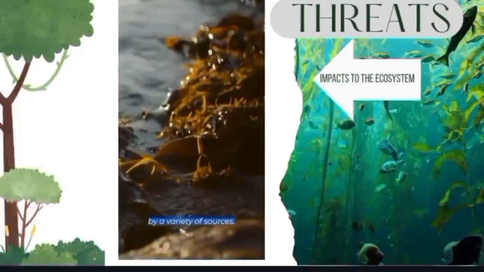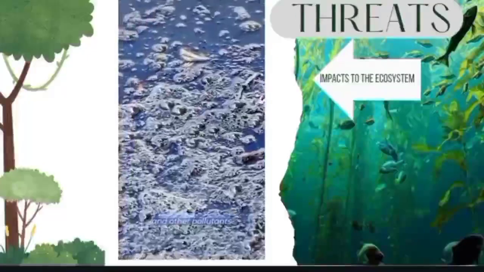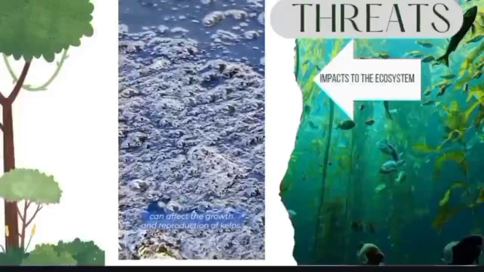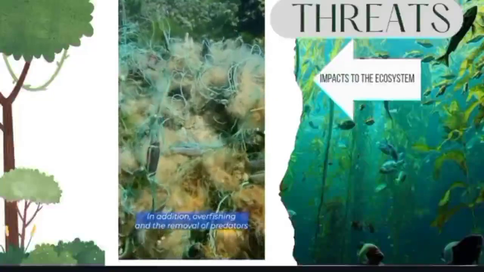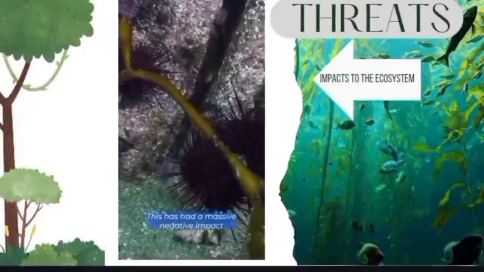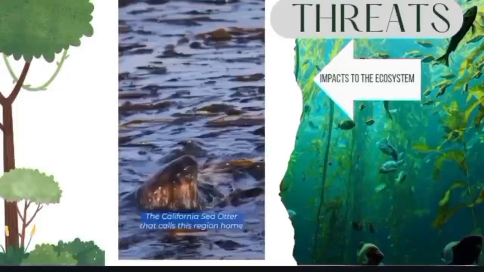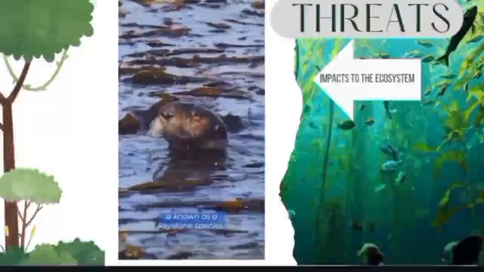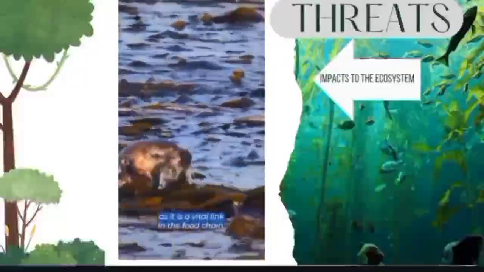A variety of sources, industrial wastes, inorganic fertilizers, and other pollutants carried from freshwater runoff can affect the growth and reproduction of kelps. In addition, overfishing and the removal of predators also greatly affect these forests. This has had a massive negative impact on the kelp forests off the coast of California. The California sea otter that calls this region home is known as a keystone species, as it is a vital link in the food chain.